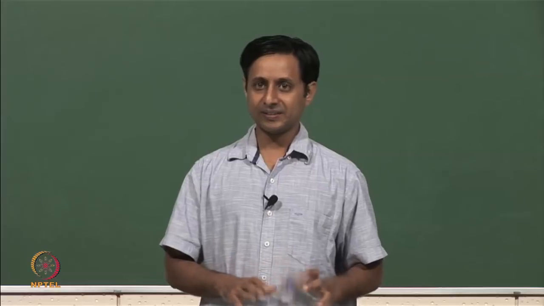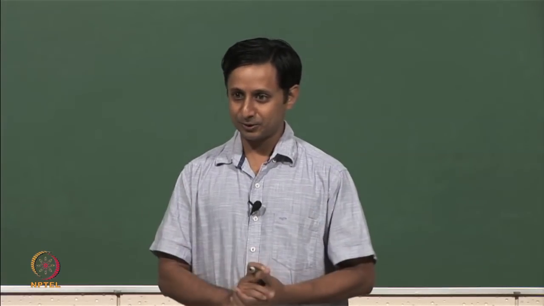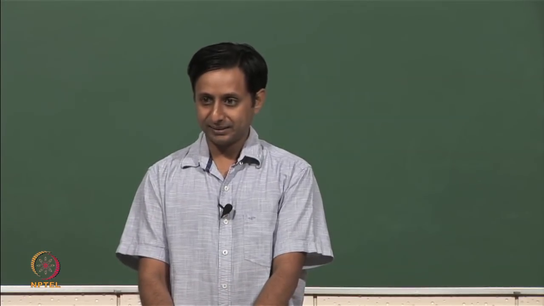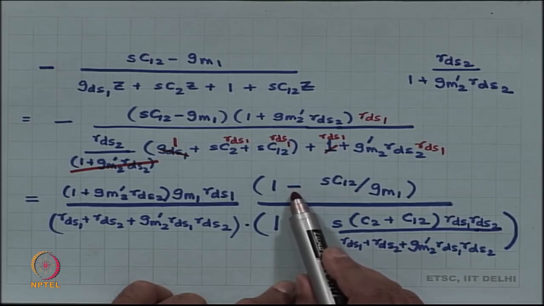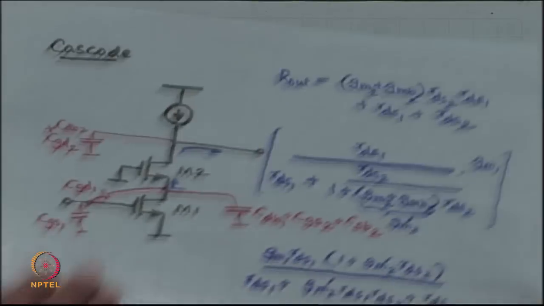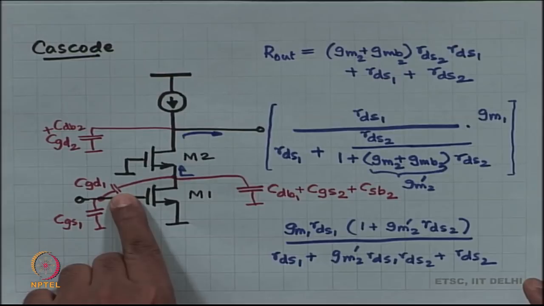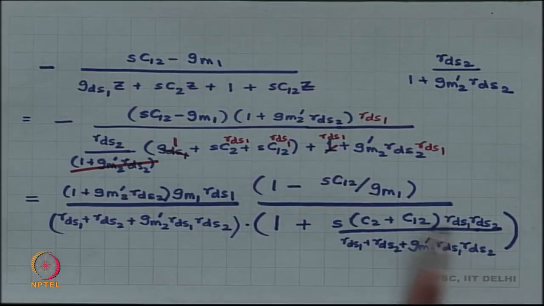Okay. So, this is the template. It looks awful, but this is where we are going to stop and declare victory. We have identified a 0. Is this 0 left half plane or right half plane? This is a right half plane 0. Okay. And a right half plane 0 is expected whenever you have stuff like this. This annoying gate to drain capacitor has created that right half plane 0.